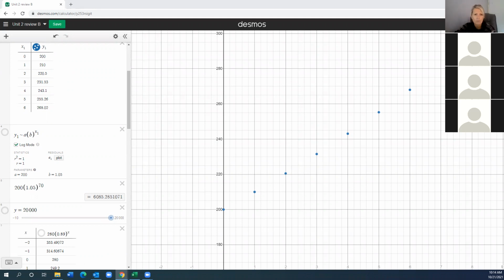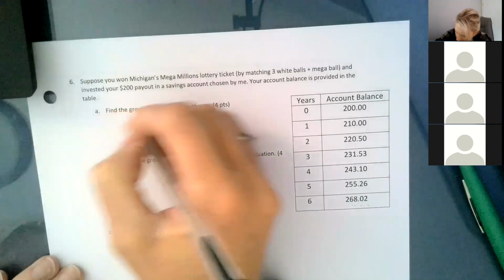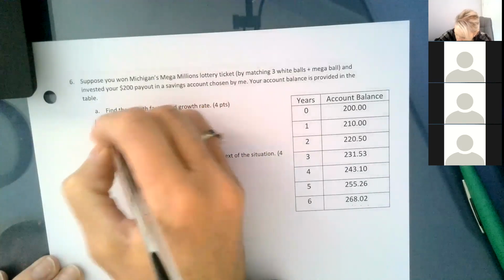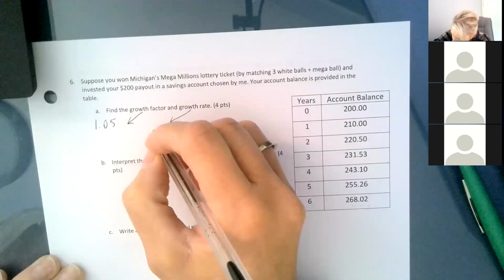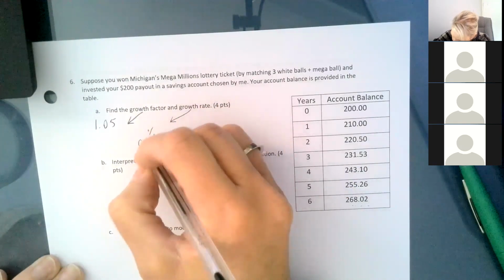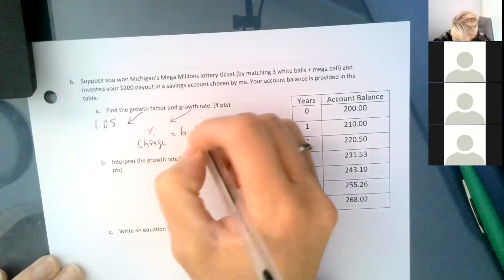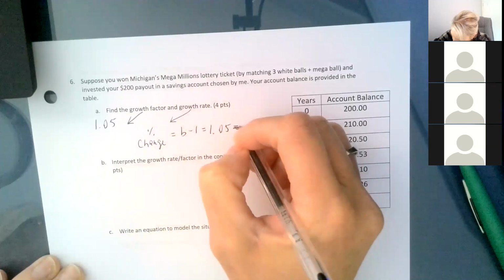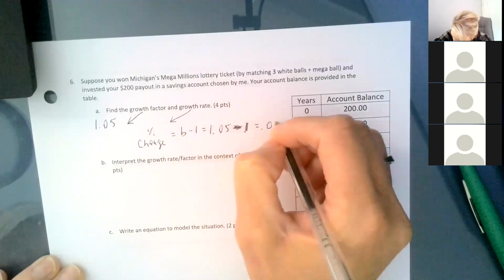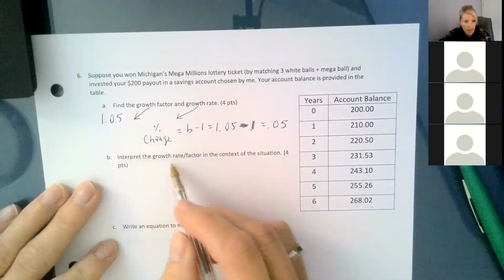So let's go back to the paper. And that is 1.05, but the growth rate, right, that's my percent change, is equal to B minus 1. So 1.05 minus 1 is equal to 0.05. And then B says, interpret that growth rate.